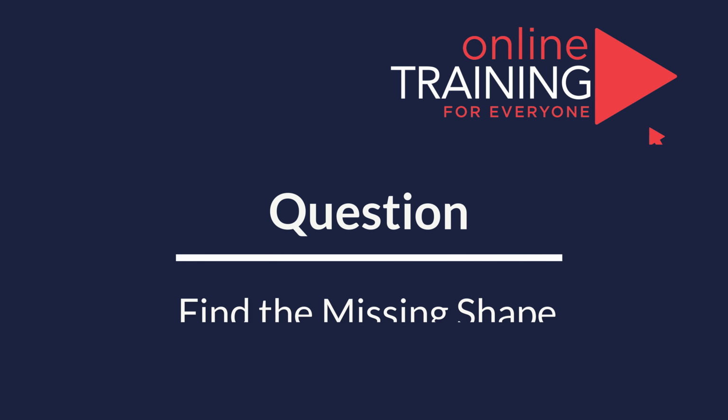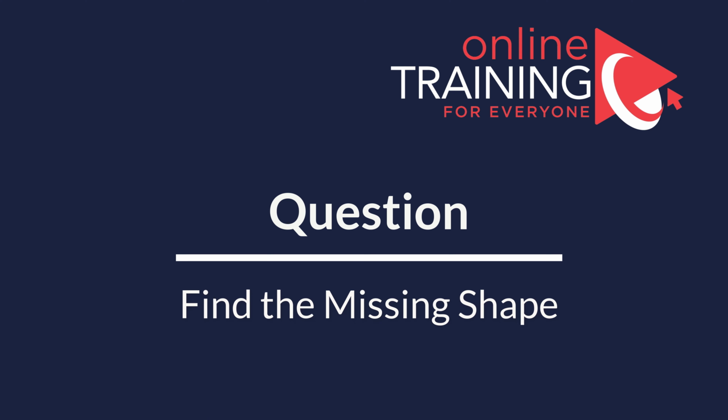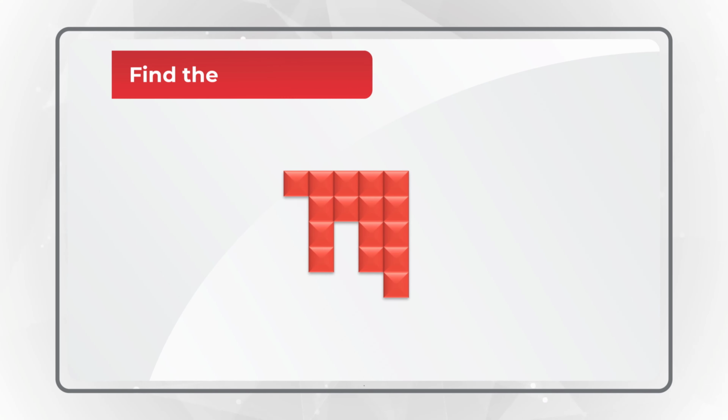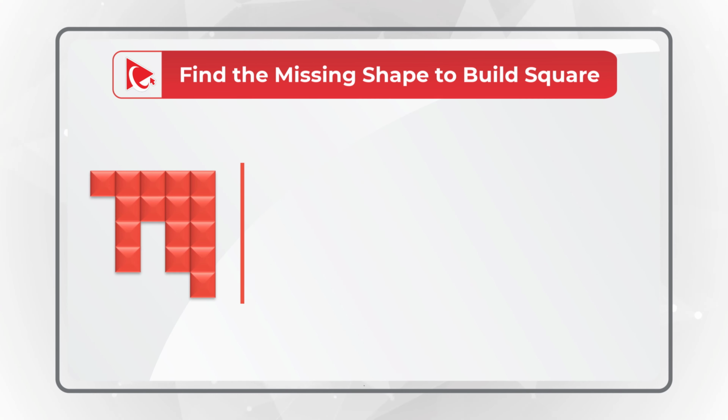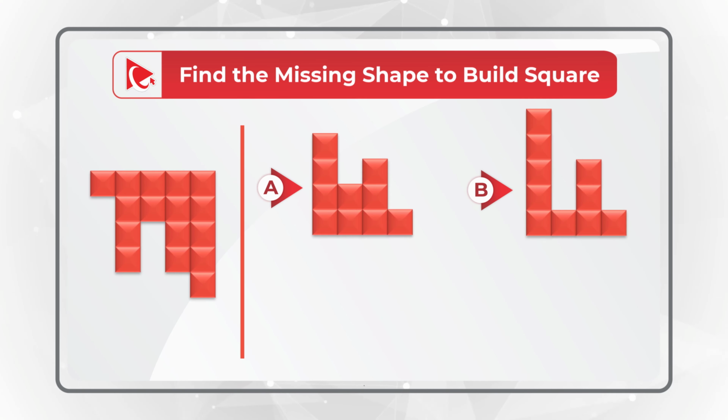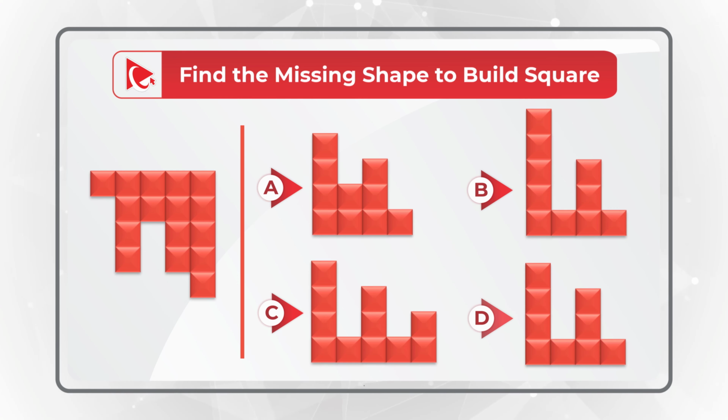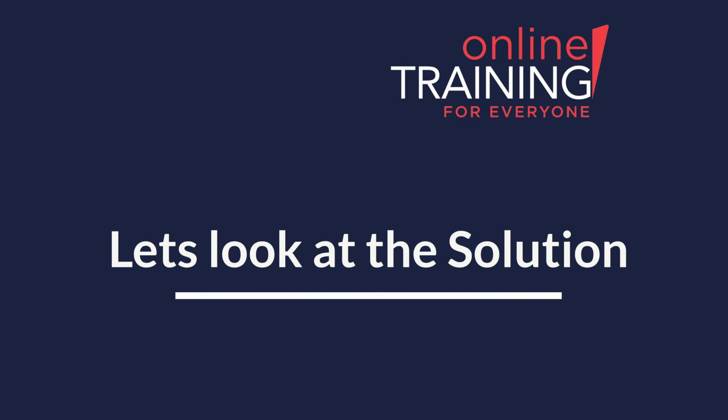Here's a very interesting question to test your spatial reasoning. You're presented with a partial square, and you need to find the missing shape to build the full square. You have 4 different choices to choose from to complete the square. Choices A, B, C, and D. Take a close look to see if you can come up with the answer. And on my end, I am moving forward to share with you the correct solution.